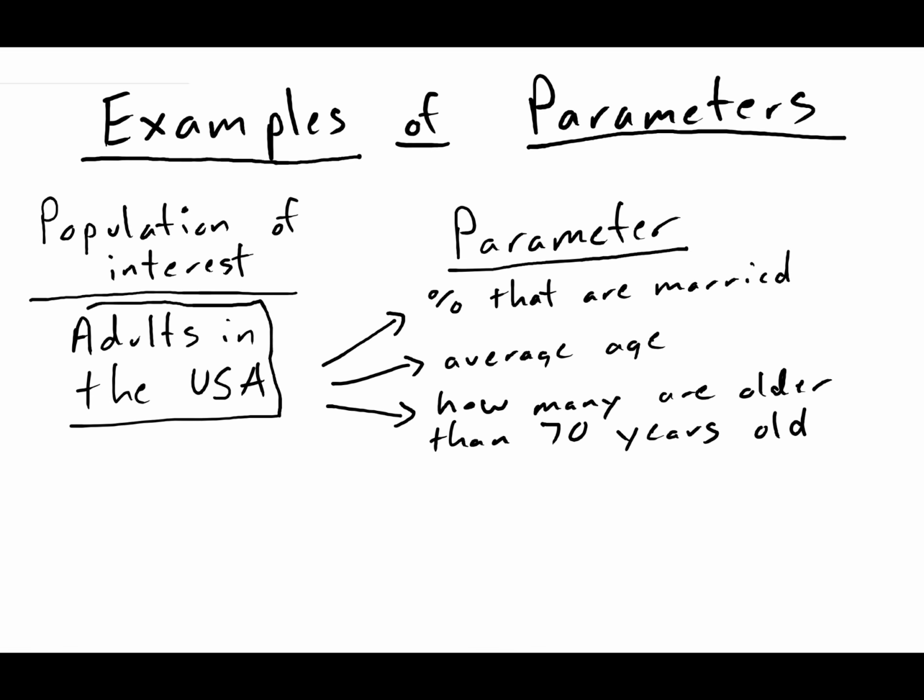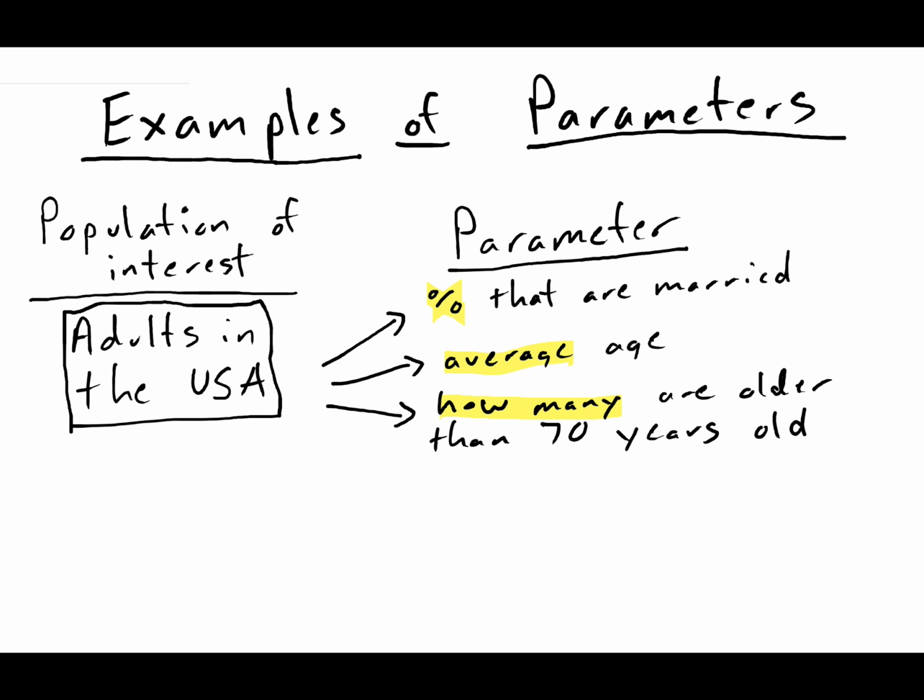You'll notice that they're different types of numbers. This first one is a percentage. This second one is an average. This third one is a count, but these three things are all different types of numbers, and they're all numbers that describe this population of interest, and so all three of them are parameters.